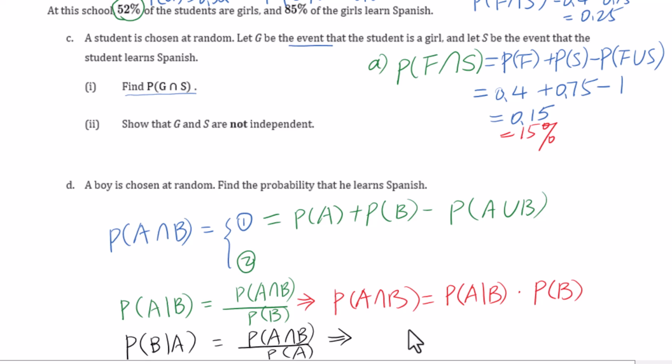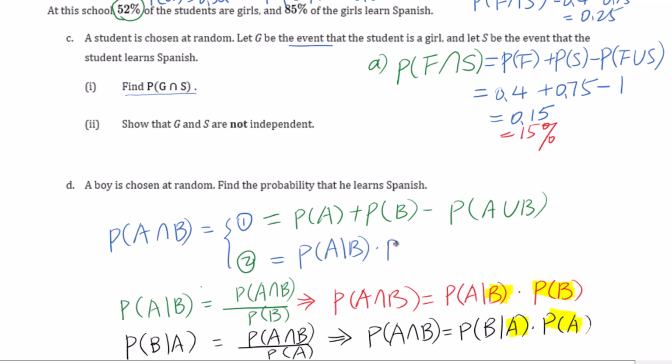From this formula, we can figure out probability of A intersection B equals probability of B given A times the probability of A. Just remember, this is B, then you multiply by B. This is A, you multiply by probability of A. Probability of A intersection B equals probability of A given B times the probability of B. Also equals probability of B given A times the probability of A.